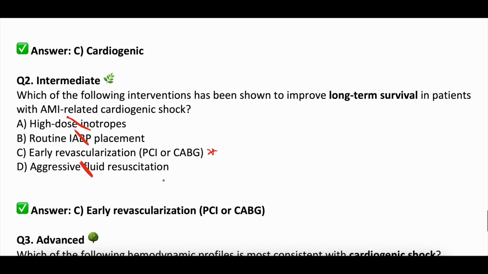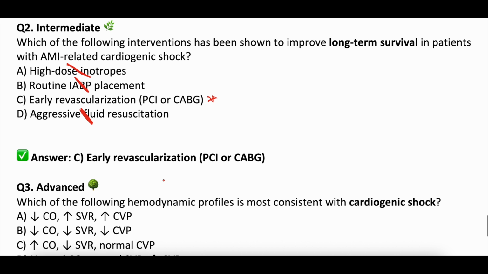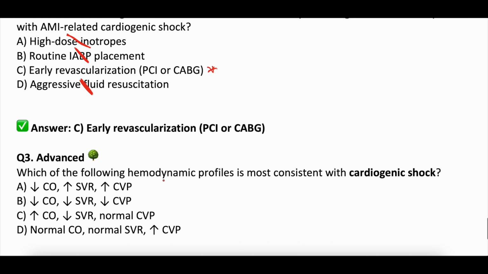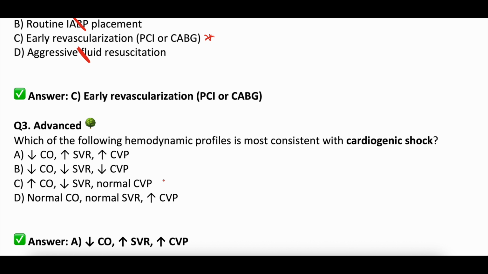All right, advanced question, last one. Which of the following hemodynamic profiles is most consistent with cardiogenic shock? A, decreased cardiac output, high SVR, high CVP. B, decreased cardiac output, low SVR, low CVP. C, increased cardiac output, decreased SVR, normal CVP. Or D, normal cardiac output, normal SVR, high CVP. Pause if you need to. The correct answer is A, low cardiac output, high SVR, high CVP.